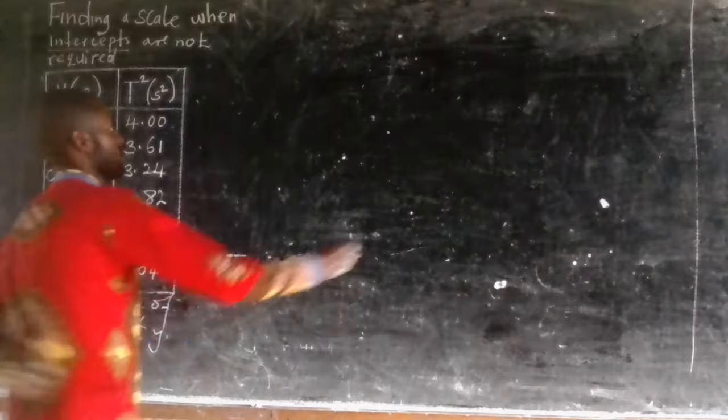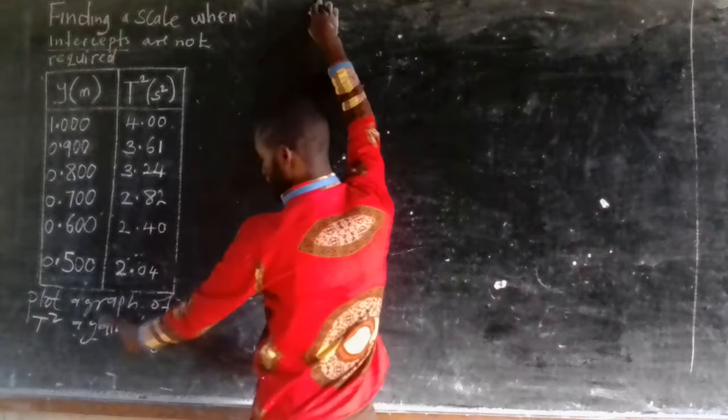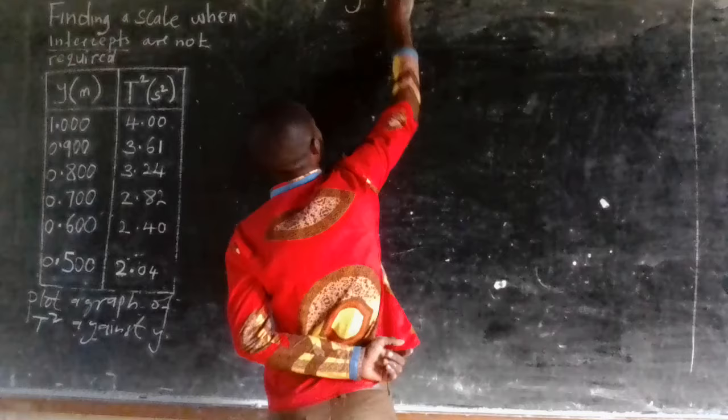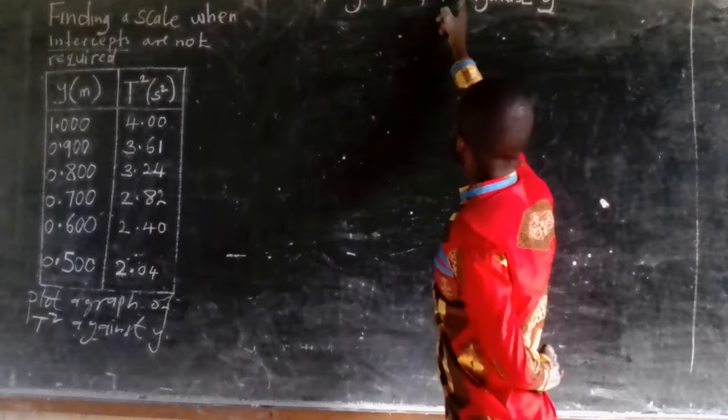always when we are to have our figures plotted, we use two axes. And before I draw the axis, we need a heading. Our heading, we get it from this instruction, whereby they are saying we plot a graph of t squared against y. So this is where I'm going to get my heading. You leave a gap here, graph of t squared against y. You don't put a unit in the heading.